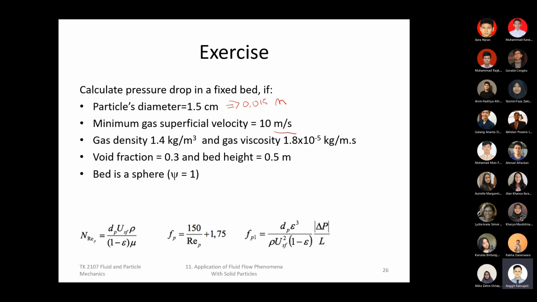And just by looking at the velocity, it looks like a turbulent regime, because 10 meter per second is considered very fast. Density is already in kilogram per cubic meter, and then the viscosity is already in Pascal second. Void fraction and bed height and everything is ready.